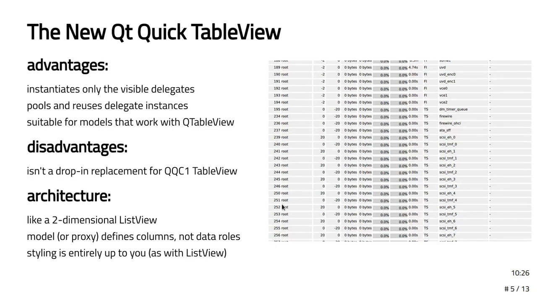This is also a bit like ListView, except that it's two-dimensional. It has both columns and rows instead of just rows. And the styling is entirely up to you, as with ListView. But we're thinking about adding some delegates in Controls 2 maybe in the future. So for now, you have to do more work, but you'll have complete control over how it looks, and thus you'll have more control over the performance as well.